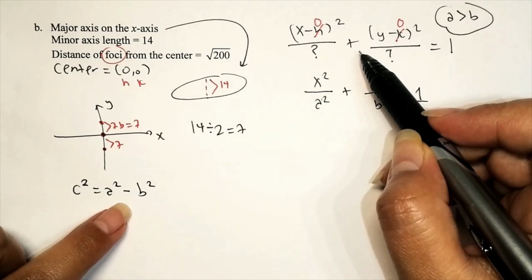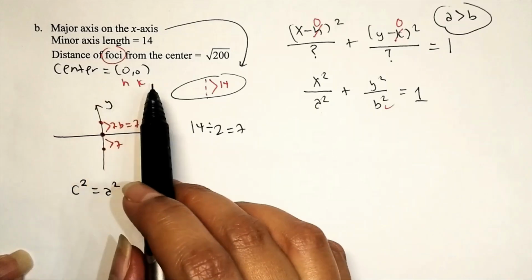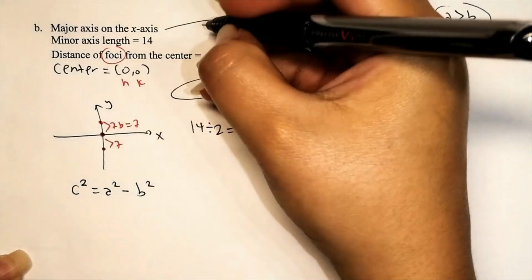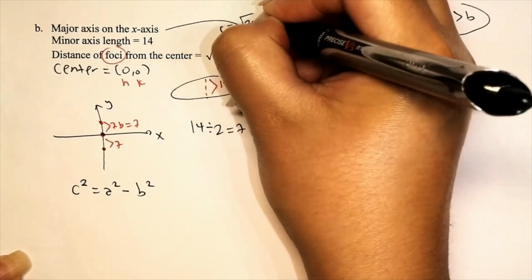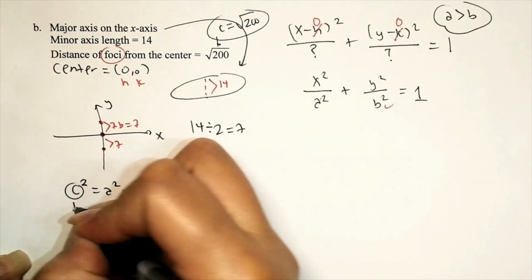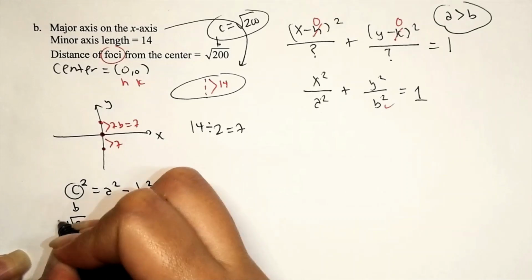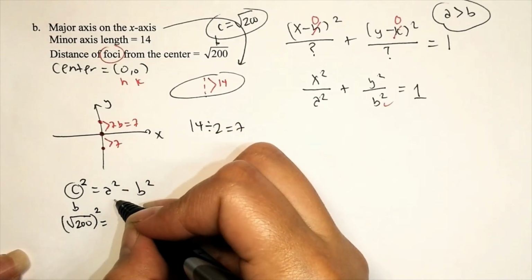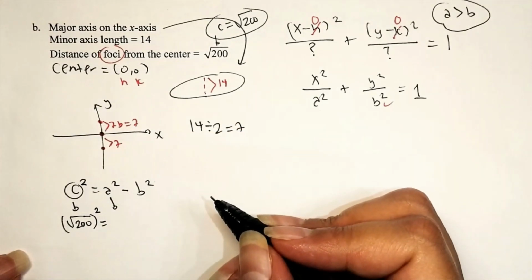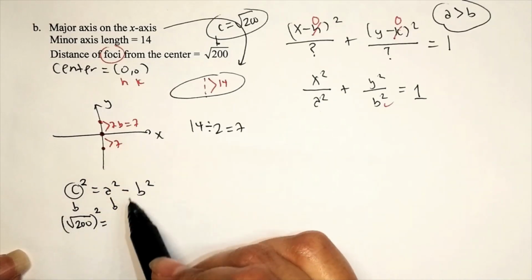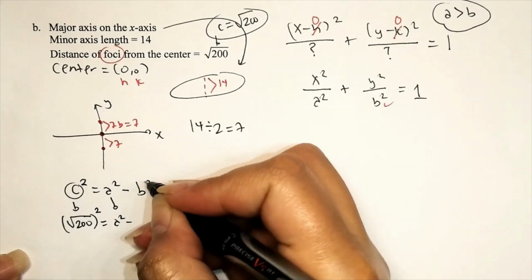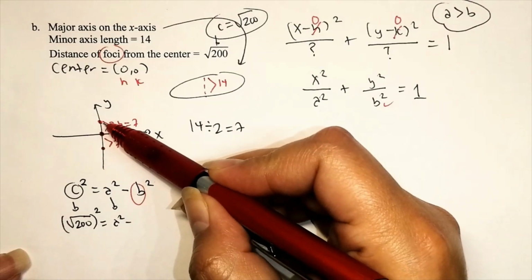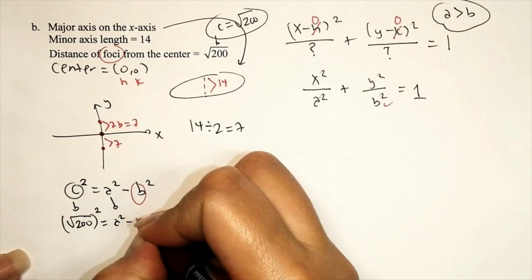Cool. So let's plug in what we know. Okay, distance of foci from center is square root of 200. What does C represent? Distance of foci from center. So that is code for C equals square root of 200. Okay, so we have C, which is the distance from the center to the foci, is square root of 200. But we're gonna take our C and square it, and that will give us A. We don't know what the distance from the center to the vertex is, so A is still unknown, minus B squared. Thanks to your detective skills, we know that the distance from the center to the endpoint of the minor axis is 7, so that is code for B equals 7.